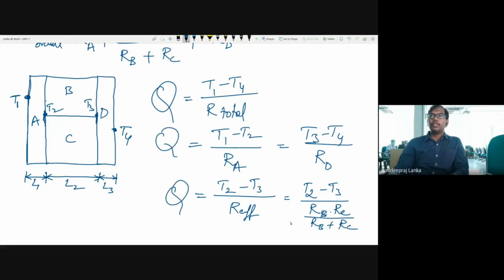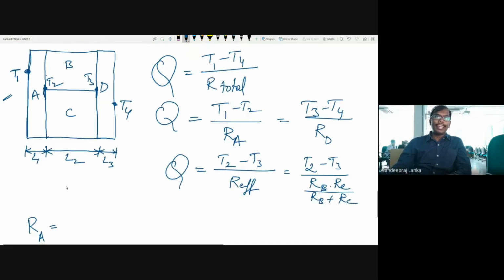The same Q, you can write it in various forms. In a given problem, he might be giving you these two temperatures. If you know these two temperatures and resistance, you can find out Q. Once you find out Q, you can find out the remaining temperatures using these three equations. So in a given problem, you should be in position to represent this in a circuit diagram. Once you represent this in a circuit diagram, you can write all these things very easily.